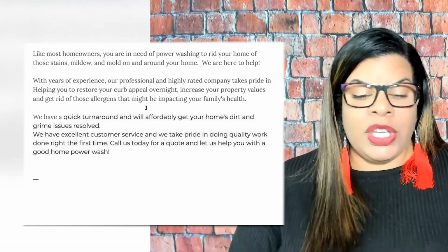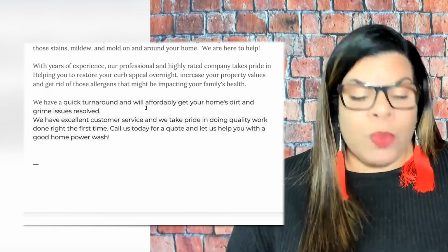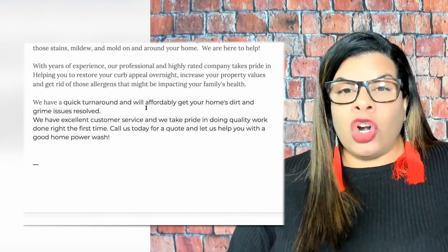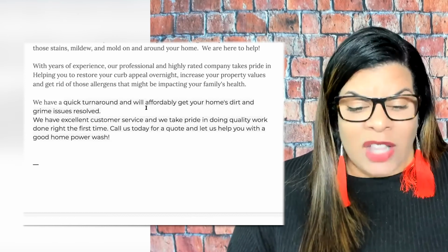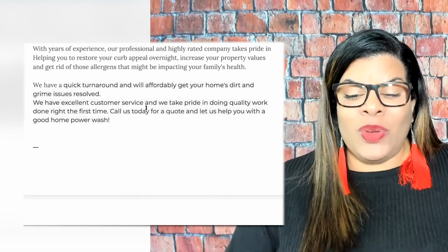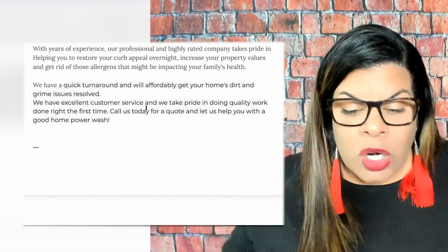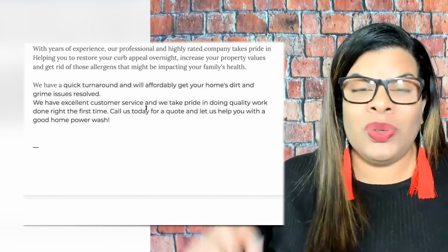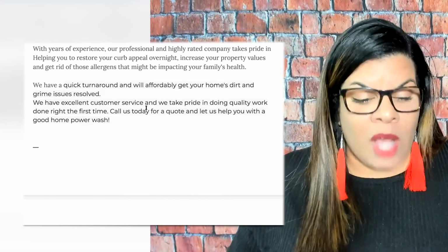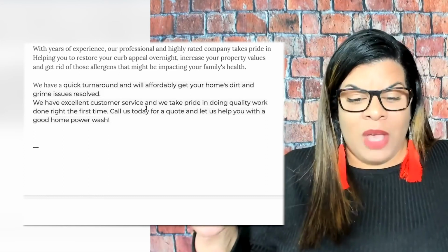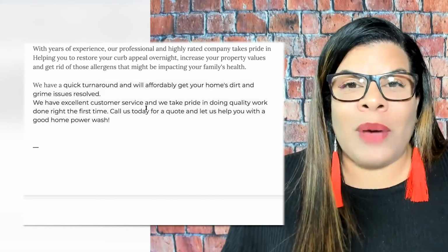We are here to help. With years of experience, our professional and highly rated company takes pride in helping you to restore your curb appeal overnight, increase your property values, and get rid of those allergens that might be impacting your family's health. We have a quick turnaround and will affordably get your home's dirt and grime issues resolved. We have excellent customer service and we take pride in doing quality work done right the first time. Call us today for a quote and let us help you with a good home power wash.